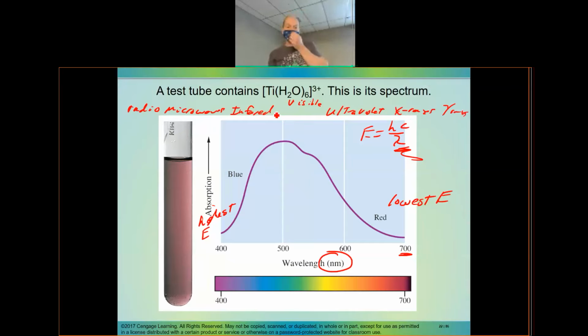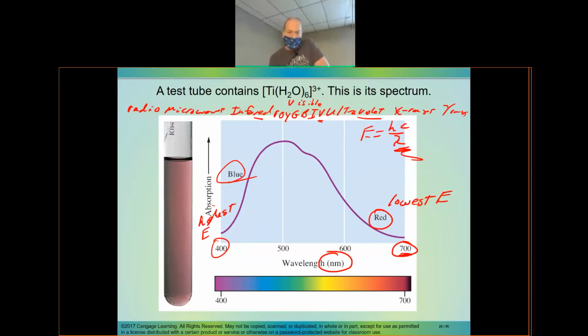I left a little spot here because notice that the visible region, after infrared, is red, orange, yellow, green, blue, indigo, violet, then ultraviolet. So it's Roy G. Biv. The lowest energy is red. The highest energy is violet. Well, they call it blue, but violet. And so here is your spectrum.